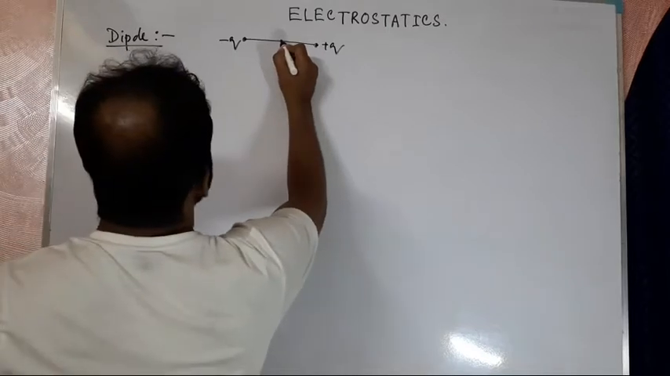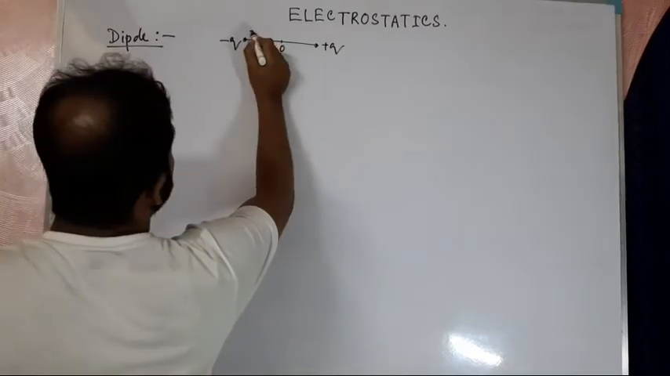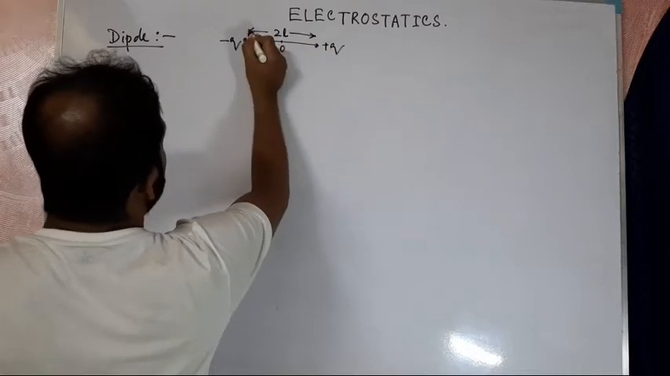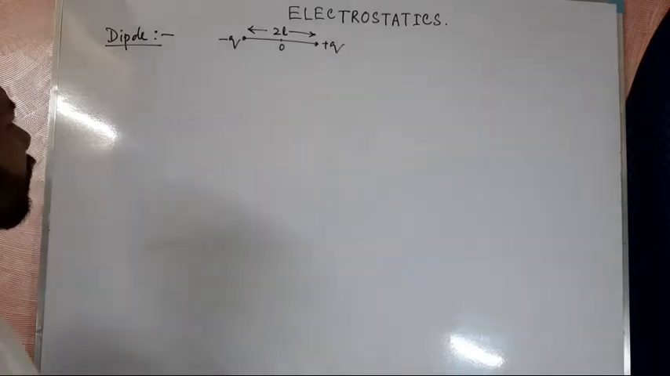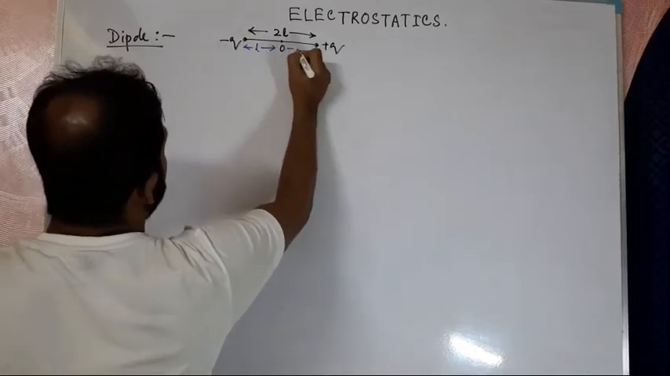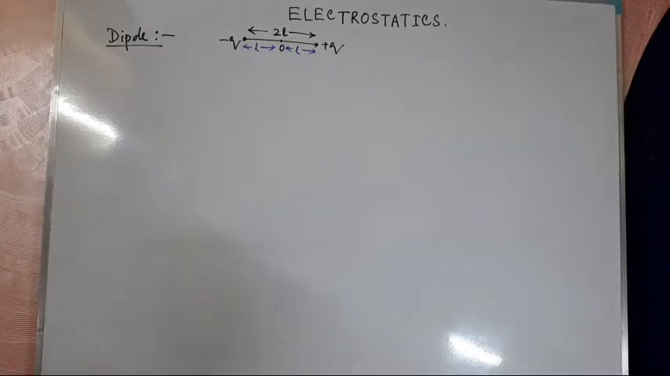Let this be the very center of the dipole. There is a trick: the total length of the dipole is 2L, but we take each half as L, just for mathematical ease, where this value is L and this value is also L.